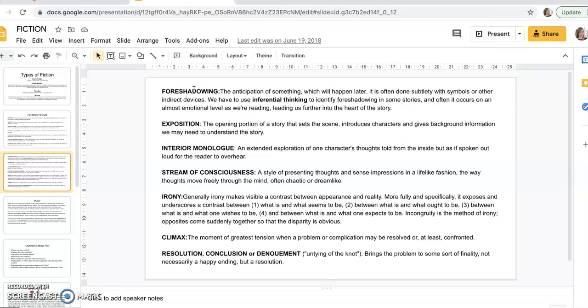So always look out for foreshadowing. Interior monologue, that's really what's going on within the characters themselves, so their inner thoughts. And that relates really well to stream of consciousness. So stream of consciousness is like the poem Howl. It's really someone's thoughts. They can be erratic, they can be chaotic, they can be dreamlike. We'll talk about that more as we read.